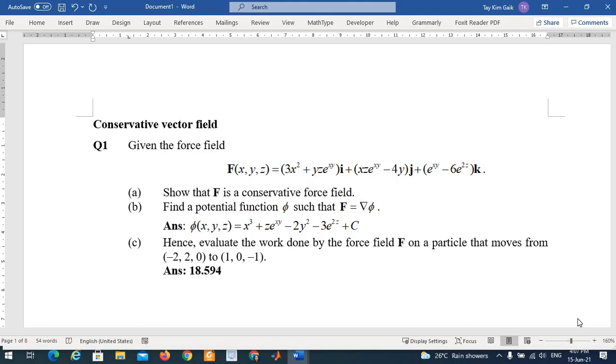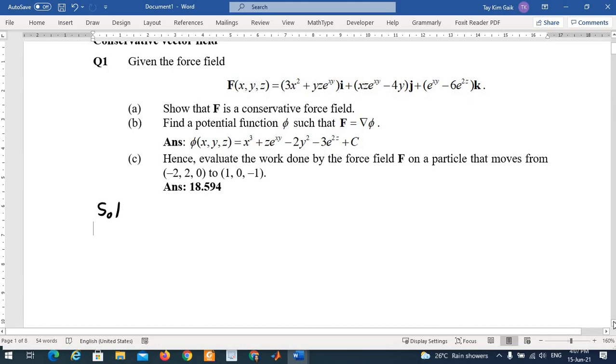Then use the potential function to evaluate the work done by the force field on a particle that moved from (-2, 0, 1) to (0, 1). So this is a guided question. Solve the first one. First step, find the curl of F, del cross F.